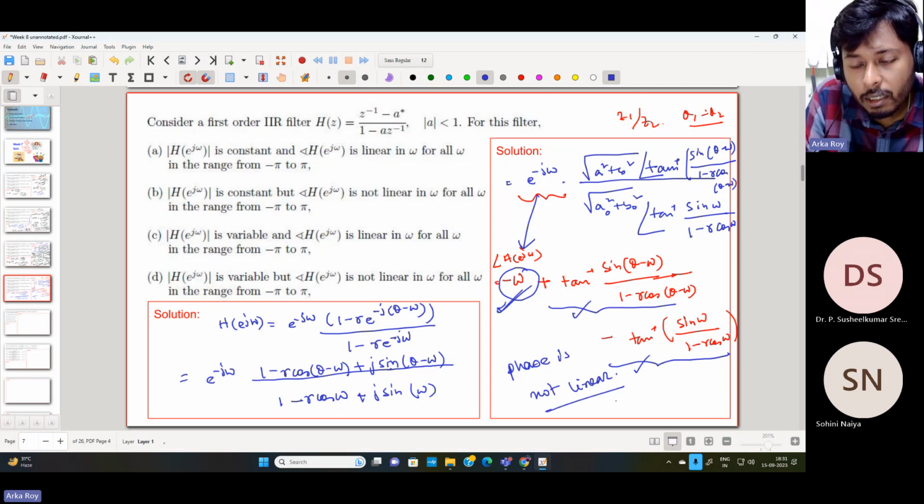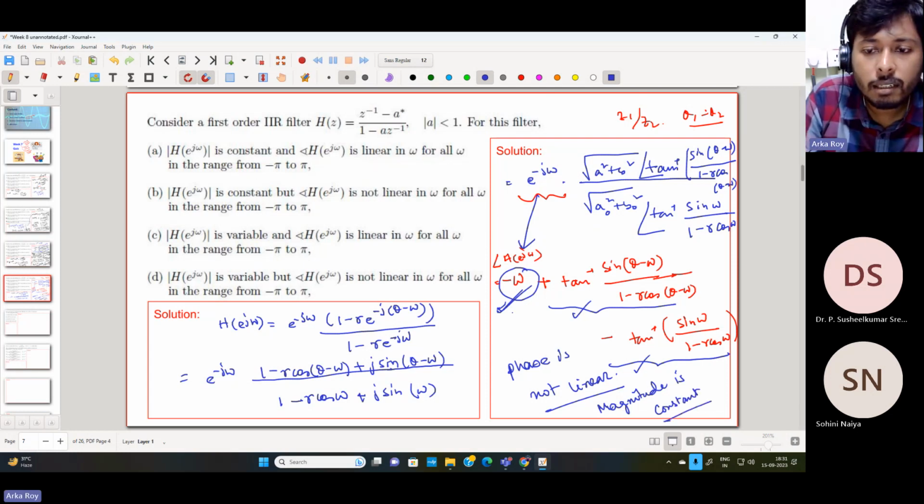And we had already got that the magnitude is constant. So therefore, the magnitude is constant and the phase is not linear. So let us just check. This is constant and H of e power j omega is not linear. So this will be option B.